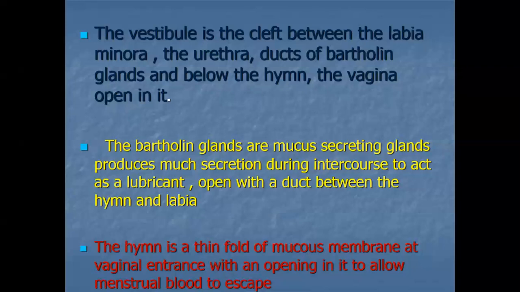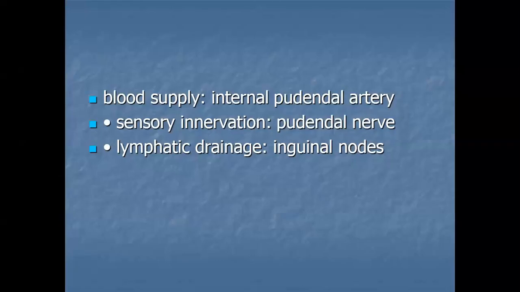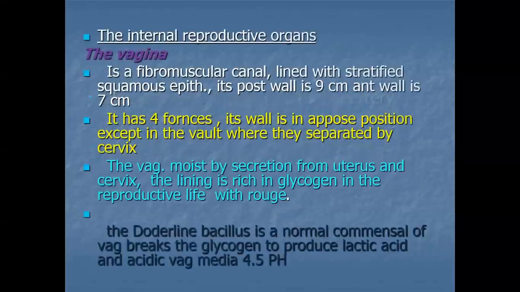The hymen is a thin fold of mucous membrane at the vaginal opening, with the vagina opening through it. Through it, the passage of the blood of menstruation occurs. The blood supply to the vulva is from the internal pudendal artery, sensory innervation is from the pudendal nerve S2, 3, 4, and lymphatic drainage is usually to the inguinal lymph nodes.